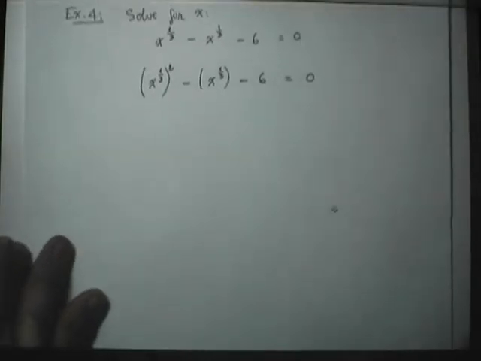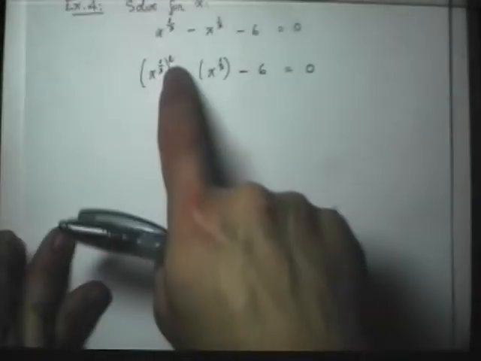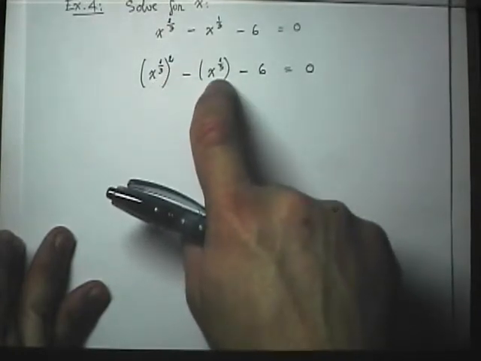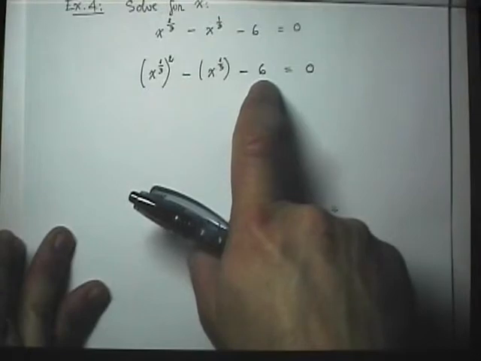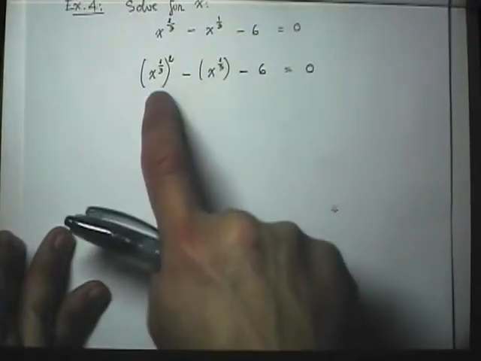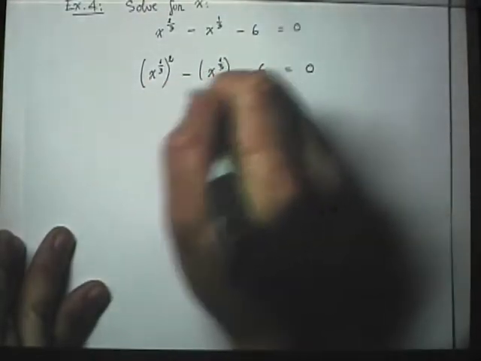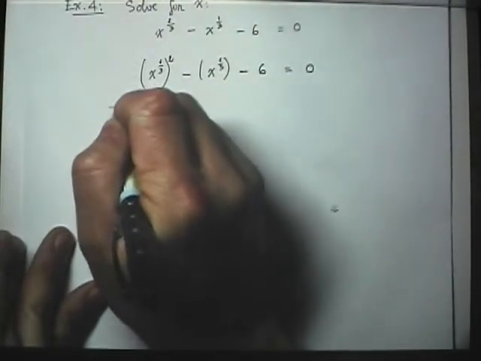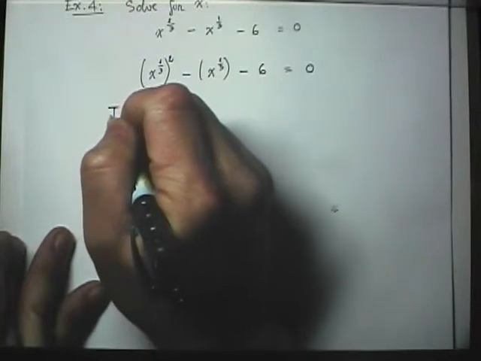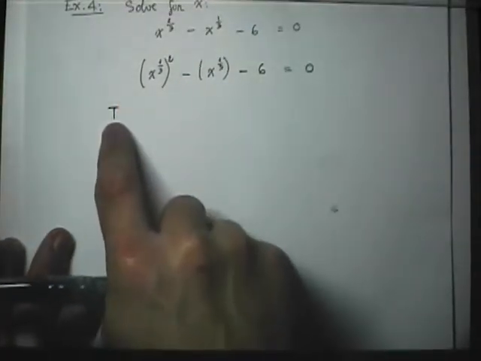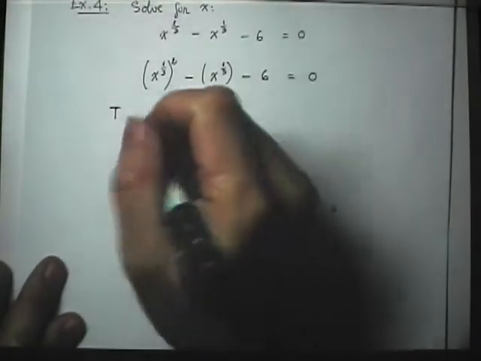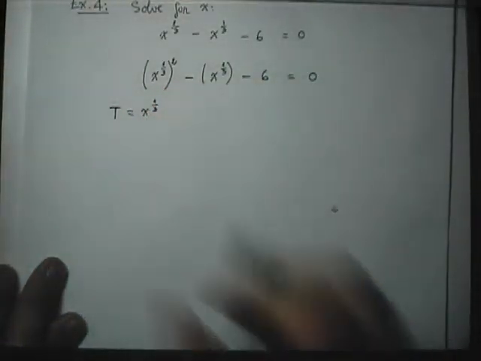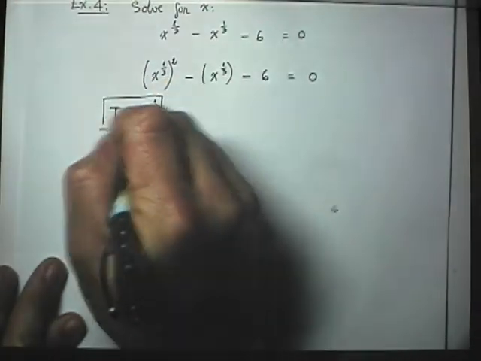So now my equation at this point, as I have pointed out, has a square power of some expression, and then we repeat that same expression without the square, and then here's the constant term. So that's why it's quadratic-like. Now I'm ready to make my substitution. This time, I'm not substituting t for x squared, I'm substituting t for x to the 1/3 power. And that is going to be my substitution.